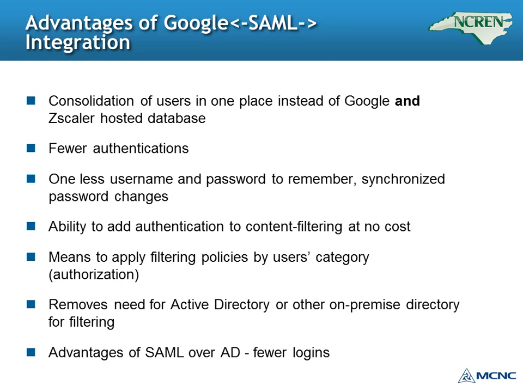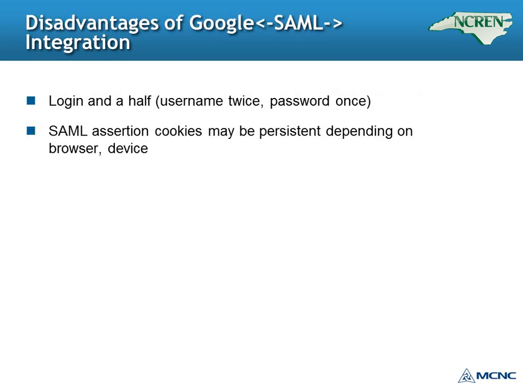In terms of disadvantages, I mentioned how with SAML, there is a login and a half. It's still not one login, but it's better than the two logins you'd typically be having to do with Active Directory or hosted database, because you typically would have to be doing a Google login and a Zscaler login. If the kids are on site, they would also be having to do a login to PCs or laptops if that was what they were using. So it could be as many as 3 logins. We'll also show how the SAML assertion cookies can be somewhat persistent, which can be a negative factor, but not something you couldn't overcome.